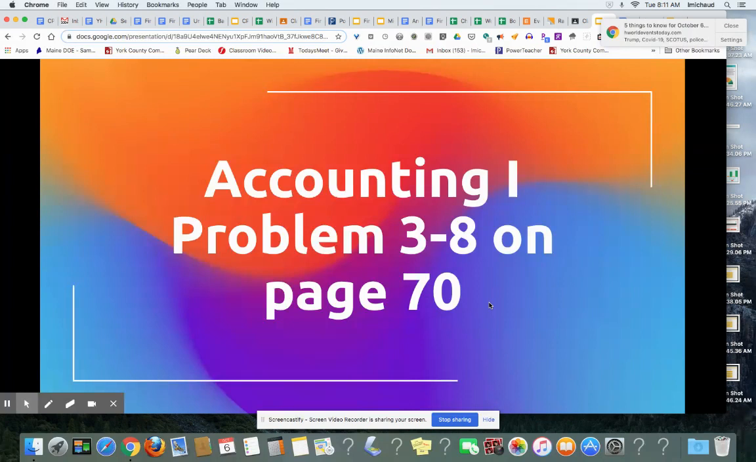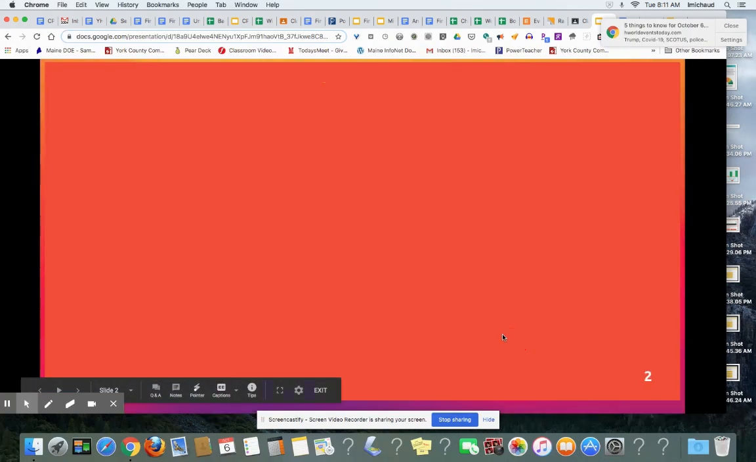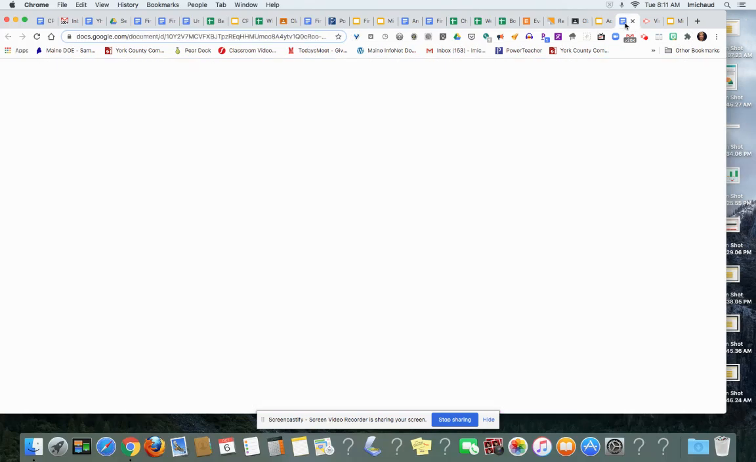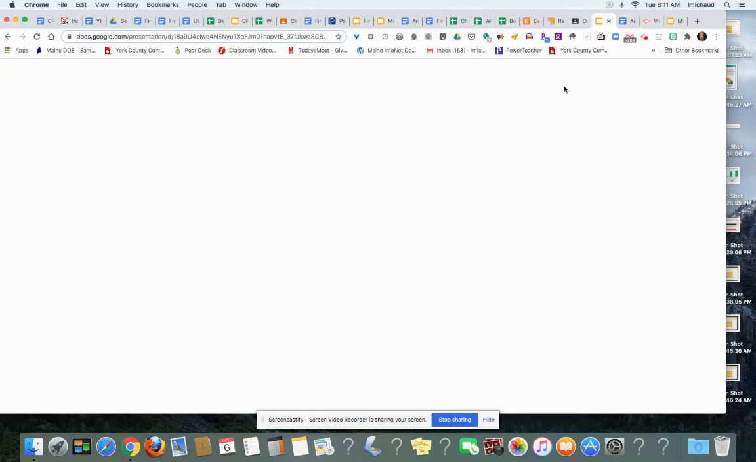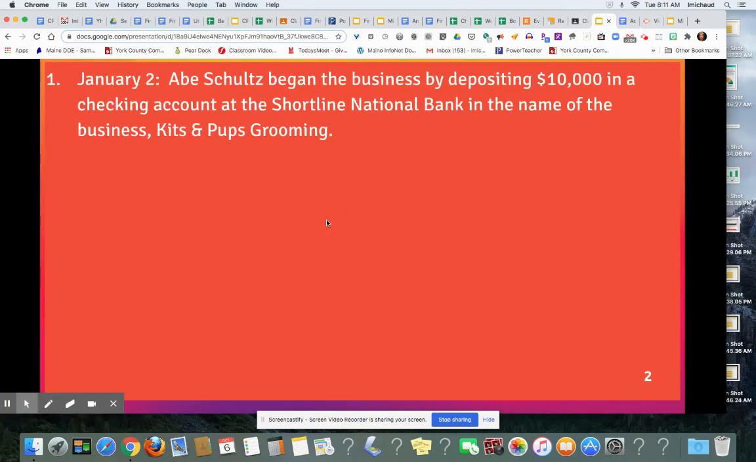So this will give you some practice in analyzing different transactions. First of all, please make sure that you open up this document, which is located on Google Classroom. And let's analyze the first transaction.